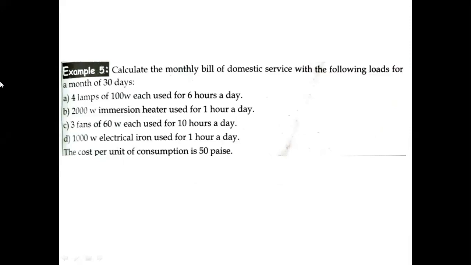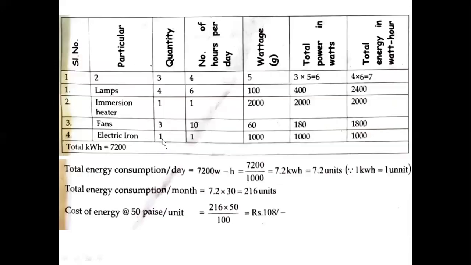Next, a month of 30 days. Okay, similar problem. Here you can see 4 lamps of 100 watts working for 6 hours, so 2400. One immersion heater of 2000 watts for 1 hour, so 2000 is the total energy in watt hour.